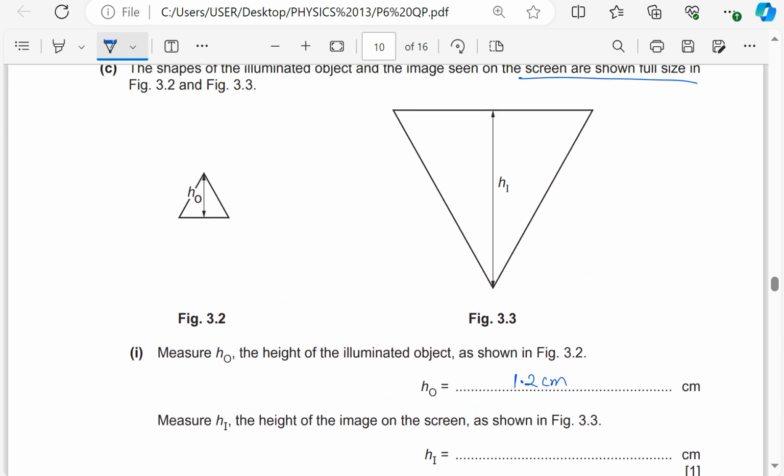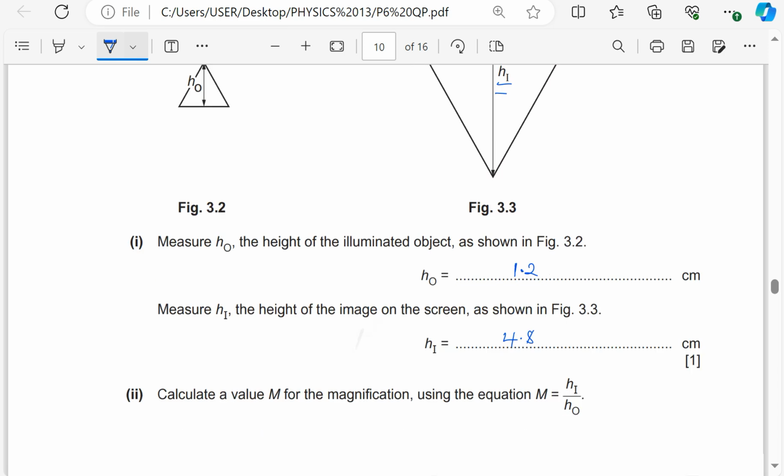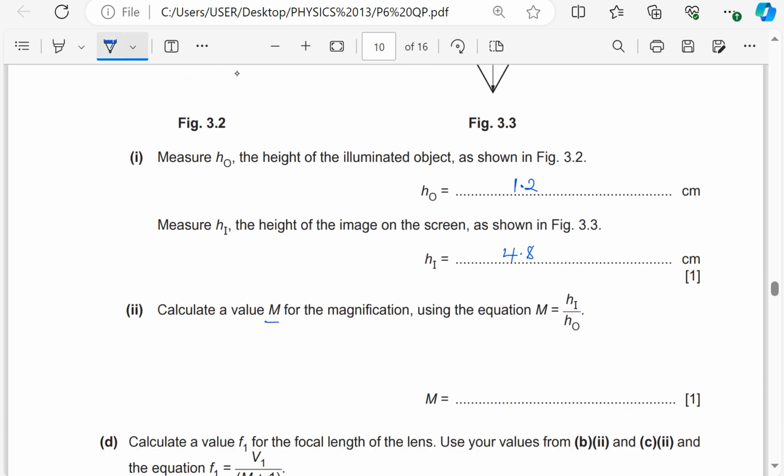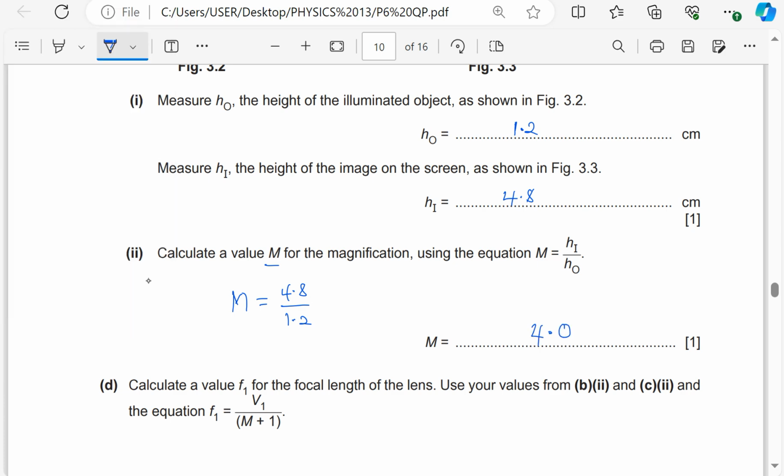Measure H1, height H1. So I'm measuring H1 from my computer. Okay, so using my ruler, H1 is 4.8 in centimeters. Oh, the units are already given there. Then calculate a value m for the magnification using the equation m is hi over h naught. So the magnification m is going to be hi, which is 4.8, divide this by 1.2. So 4.8 divided by 1.2, this gives me 4. So magnification is 4.0. Magnification, of course, has no units because this is in centimeters divided by centimeters, which cancels out.